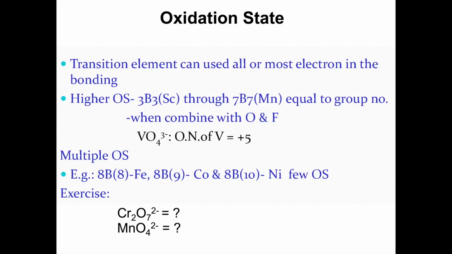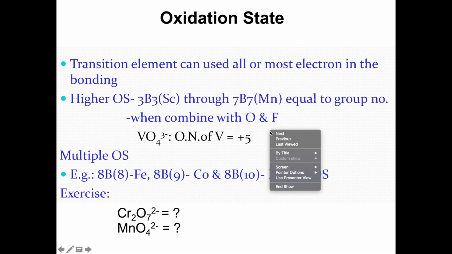So for the oxidation state, as you know, transition elements can use all or most of their electrons in bonding. Okay, and they have various oxidation states. So as you can see from here, the higher oxidation states, for example scandium through manganese, are equal to the group number. They can easily combine with oxygen and also fluorine. Okay, so here we have VO4 3-, and the oxidation number of the vanadium is positive 5.